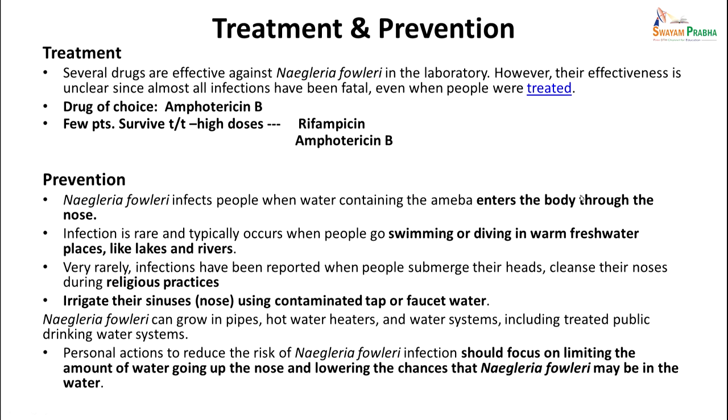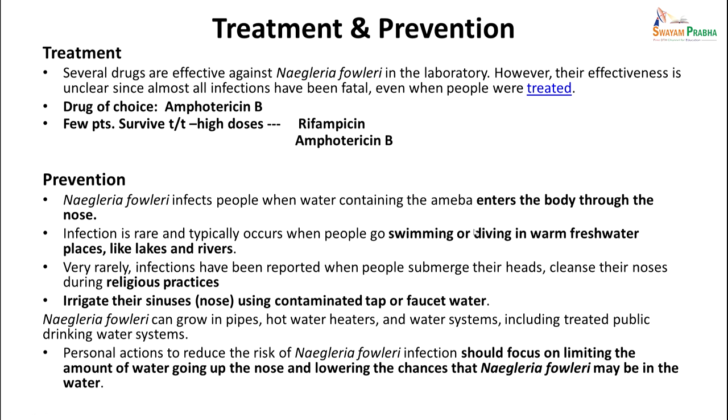Treatment: several drugs are effective against Naegleria fowleri in the lab. However, the effectiveness is unclear, since all infections have been fatal and very few patients have been possible to treat. The drug of choice is amphotericin B. A few patients survive treatment with high doses of rifampicin and amphotericin B.